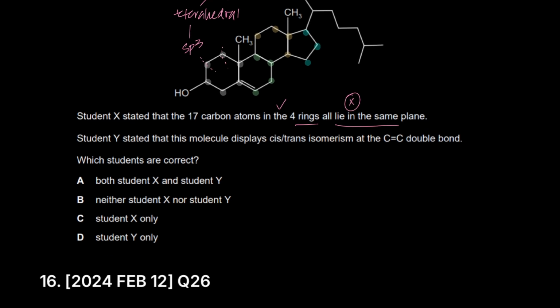So student X is wrong. So student X isn't correct. Both student X and Y won't be correct because X is wrong. Now between B and D, we have to check out which one is correct. Student Y stated that the molecule displays cis-trans isomerism at the C=C double bond.